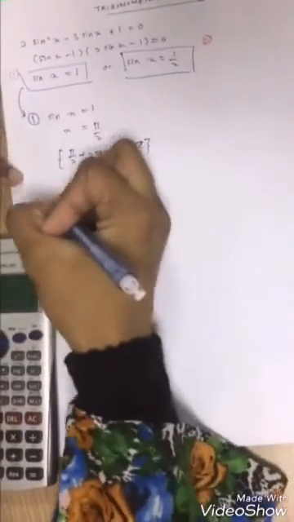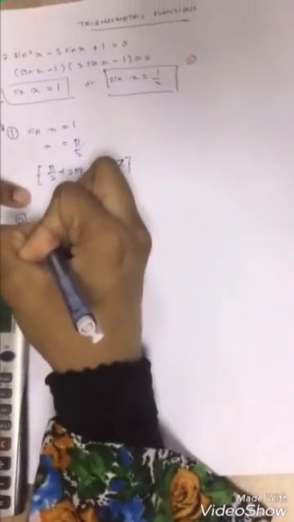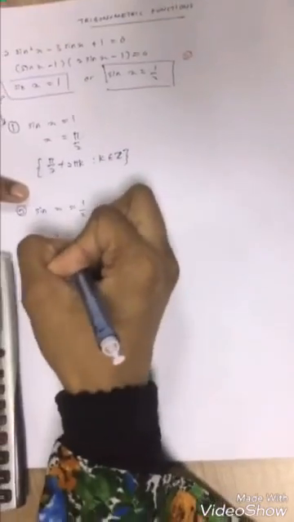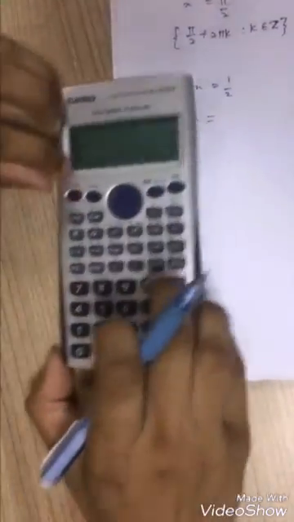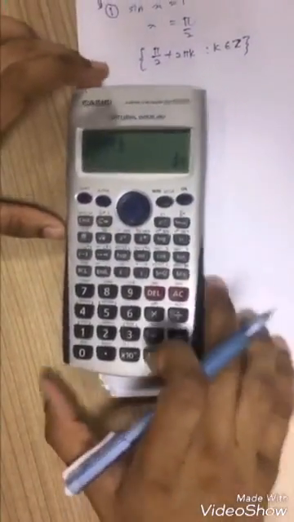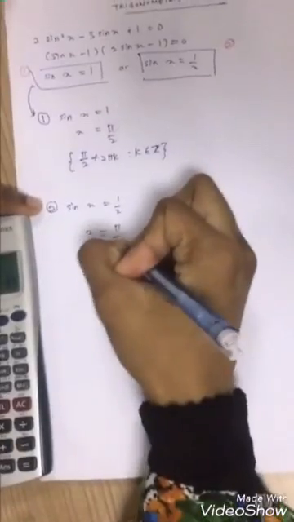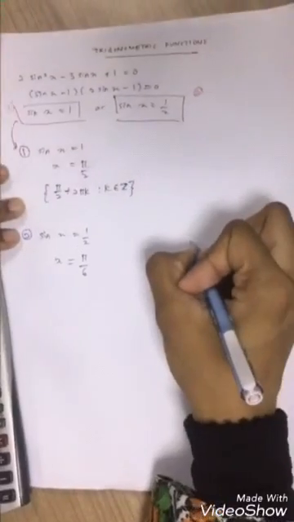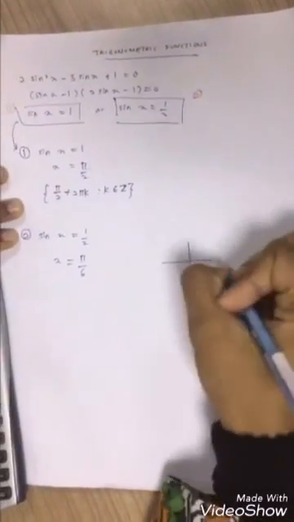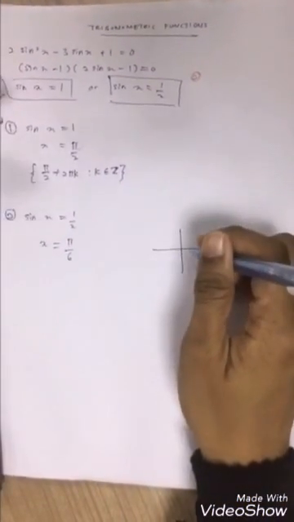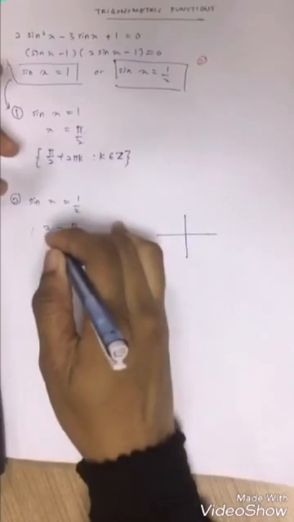Okay, this is the first case, and the second case is sine x equals 1 over 2. So the value of x is pi over 6. Okay, you see pi over 6. Okay, from here you can draw the possibilities or the angles which should be the value of x.